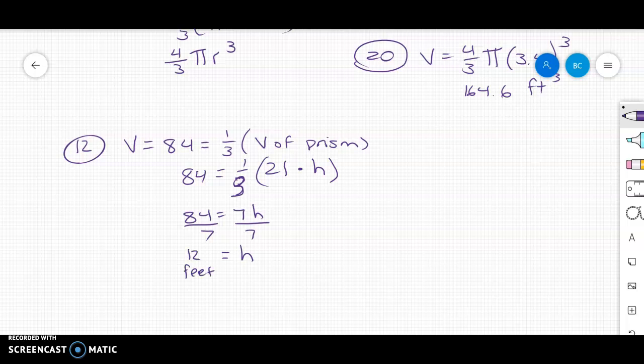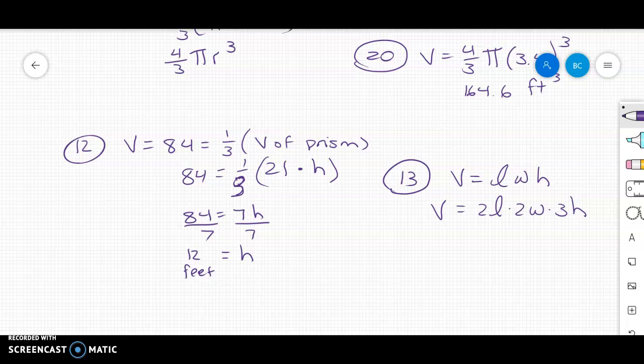On number 13, it asks what happens to the volume of a rectangular prism when the length and width are doubled and the height is tripled. So my original rectangular prism, I've got my length times my width times my height. The new one is going to be, the length is doubled, so it's going to be 2 times L. The width is doubled, so it's going to be 2 times W, and the height is tripled, so it's going to be 3 times H.